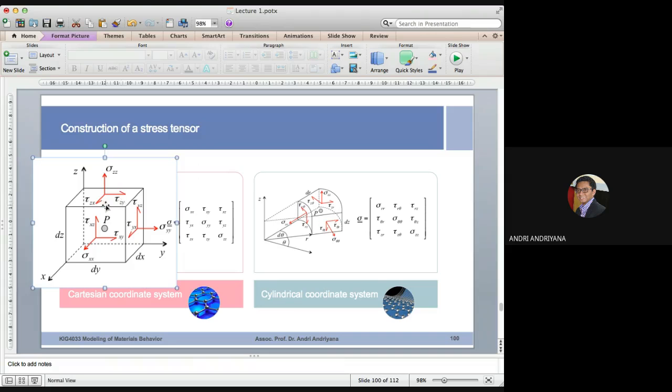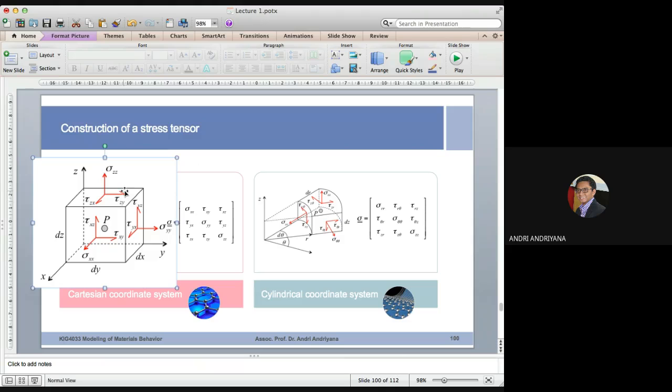Okay, so why is it zy? Because first, we look at the first index, we look at the plane. The plane is this one. What is the normal, the direction perpendicular to this plane? It is the z direction. That is why it is put as z. In which direction is the shear stress? It is along y. That is why it is zy.